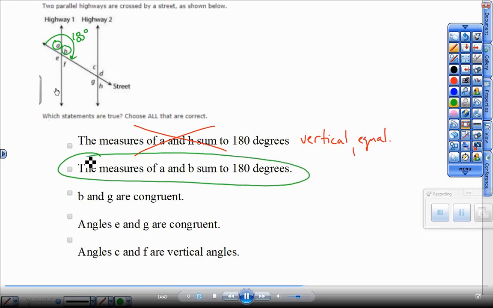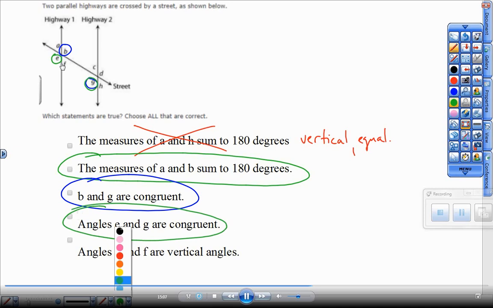Next problem. B and G are congruent, which is a fancy word for equal in geometry. And you can see, yes, those openings are the same, B and G. That is true. They're definitely not vertical, but they are equal. They're congruent. And then angles E and G are congruent. And again, yes, you could see that opening is the same as that. Yes, they are. That is true.